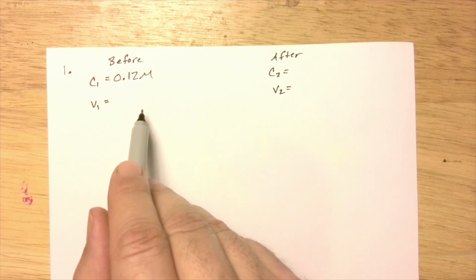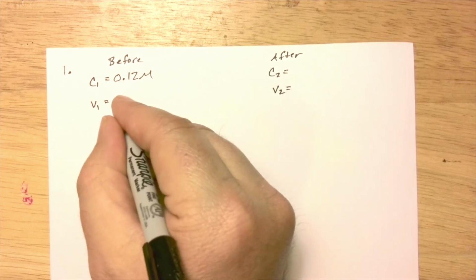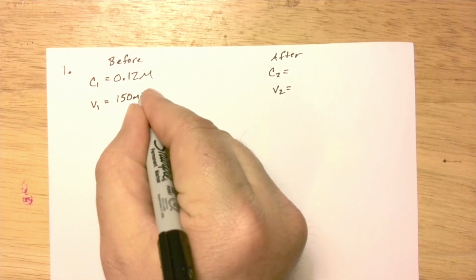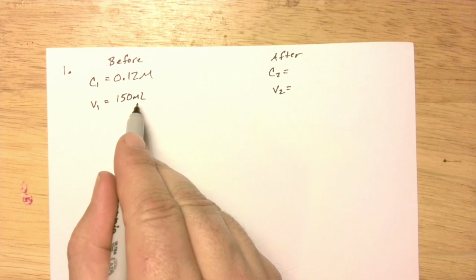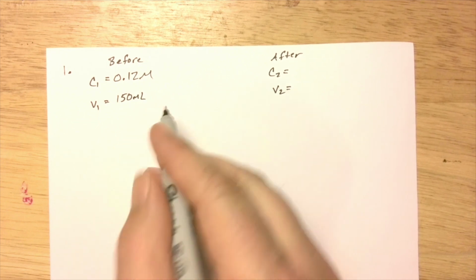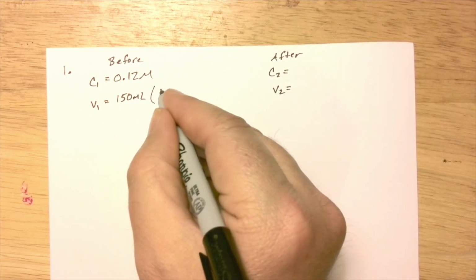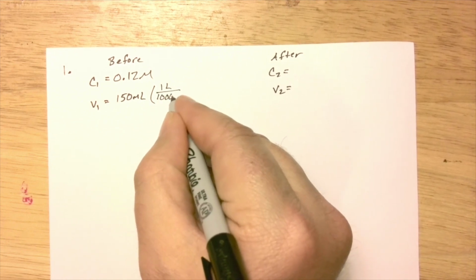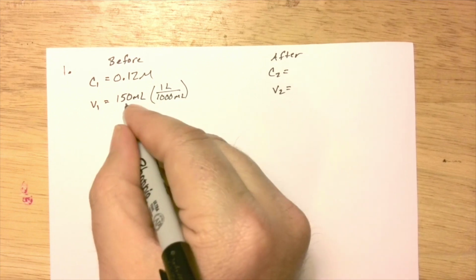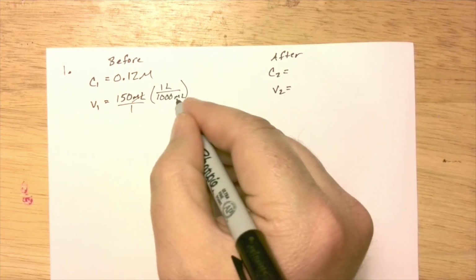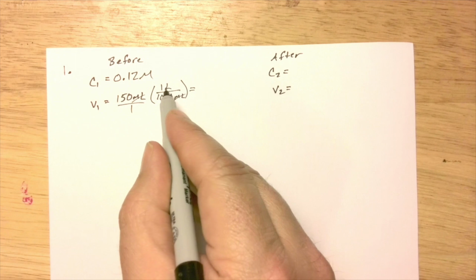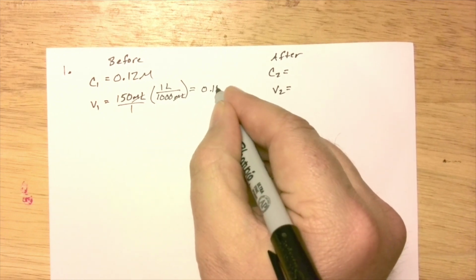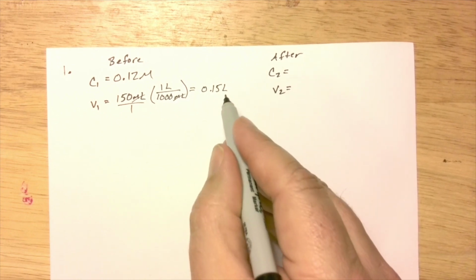So 150 milliliters, I'm going to put that down as your V1. That's your starting volume. But if you notice, this is in milliliters. We need to get this into liters. The units have to match. So you have to do a little conversion where 1 liter is equal to 1,000 milliliters. So technically this is all over 1. Milliliters will cancel out. So 150 times 1 divided by 1,000 is equal to 0.15 liters. So now we have the unit in liters.